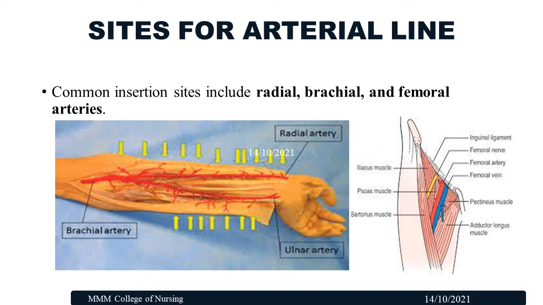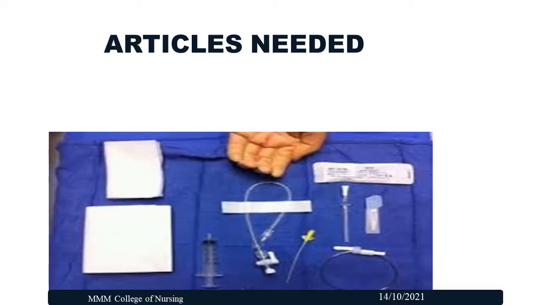What are the sites for arterial line? The common insertion site is the radial artery. Other arteries are brachial and femoral arteries.